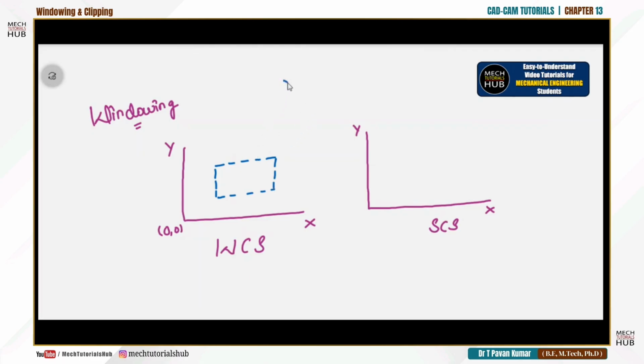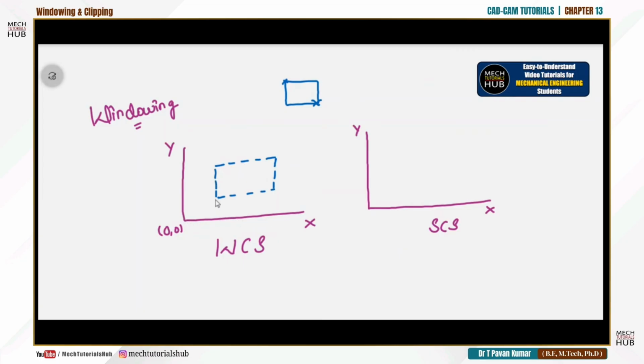So in the case of modeling software, if you drag from one corner, it will end up diagonally at another corner, at this corner. This is the window, what you call it in actual practice. But for your understanding, I'm making it with a dashed line.